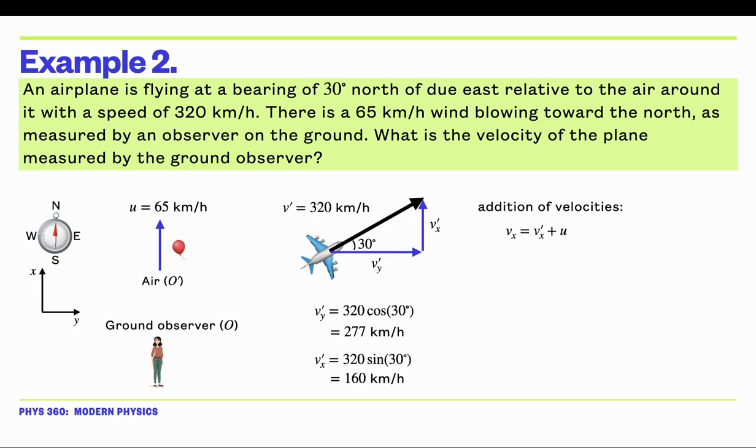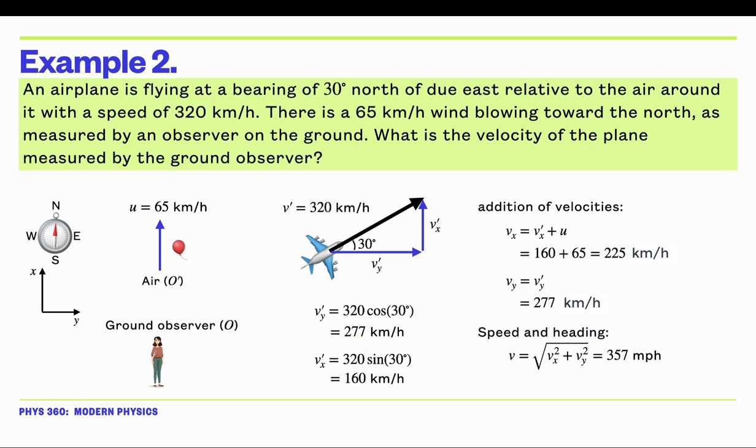We use the velocity addition equation to solve for the x component of the velocity as measured by the ground observer. Remember, somebody on the ground is in the unprimed frame. The airplane measured relative to the air is in the primed frame. So we simply plug in 160 for Vx prime, and u was 65, to get a total of 225. And Vy is just the same as Vy prime, so that's just going to be 277.